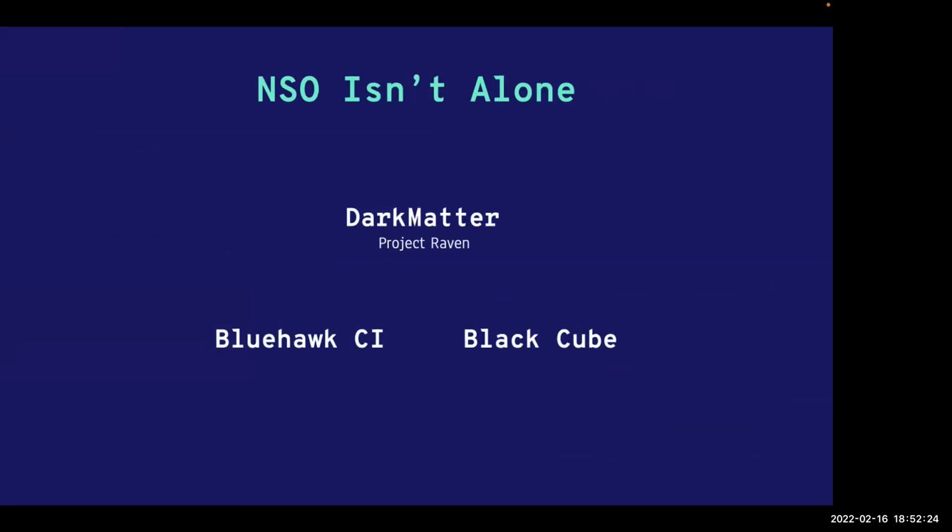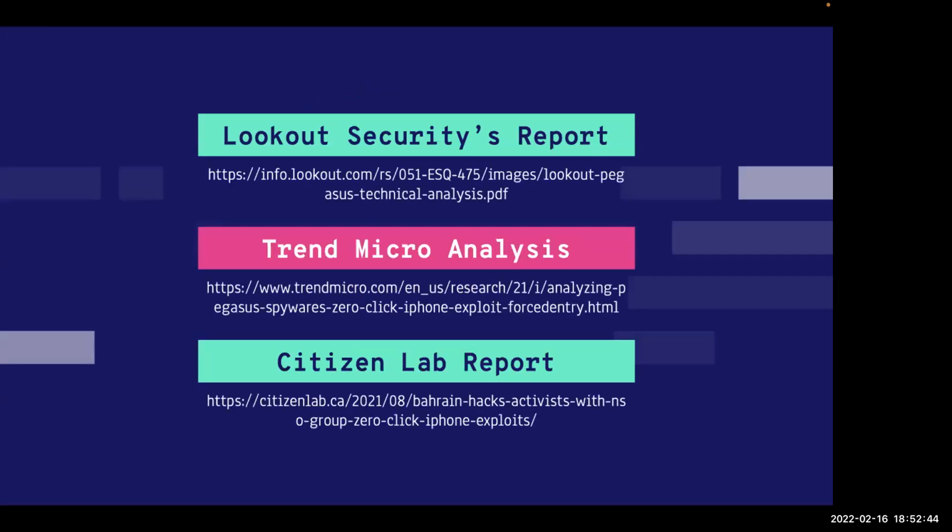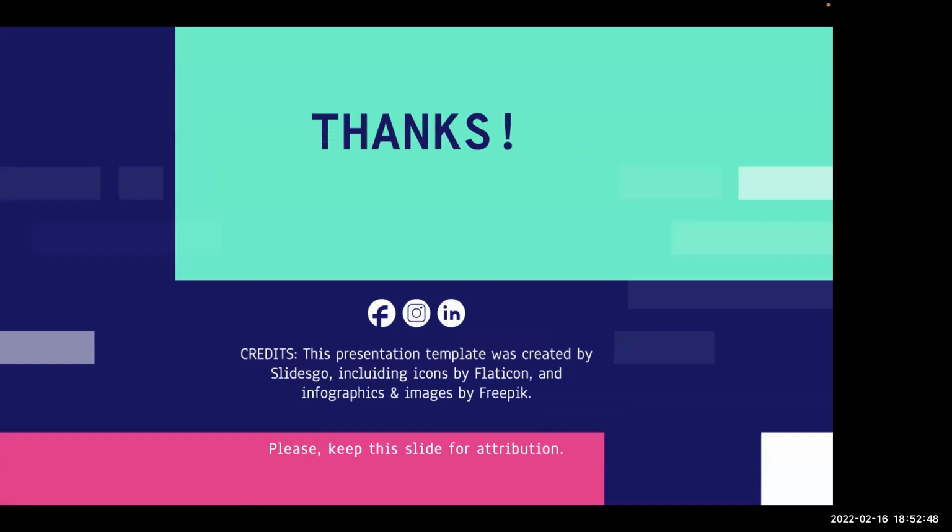But NSO isn't alone. There are tons of different companies like this all around the world, especially in Israel right now for some reason. If any of you have heard about Project Raven, which was run by DarkMatter, they're actually still active in the Saudi Emirates. There's also Blue Hawk CI and Black Cube, which do a lot of the same offensive stuff. And those are the links to the security reports. And that's it.